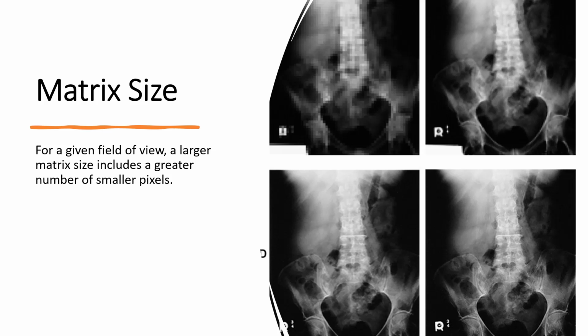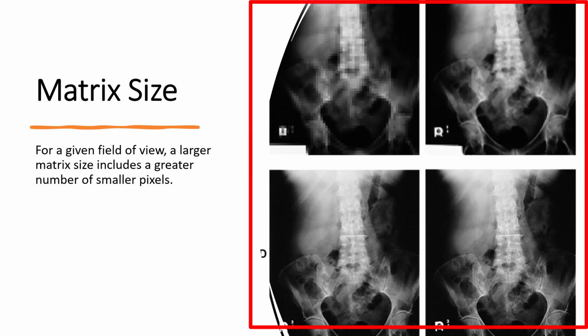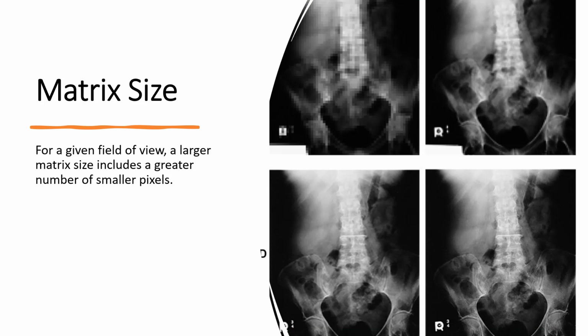The more and separate image detectors that you have on your active matrix, the more accurate the data collection is. If I only had 2 detectors on an image receptor, I could only record black and white. That's it. So for a given field of view, a larger matrix size includes a greater number of smaller pixels and therefore better resolution, and more shades of gray can be displayed.